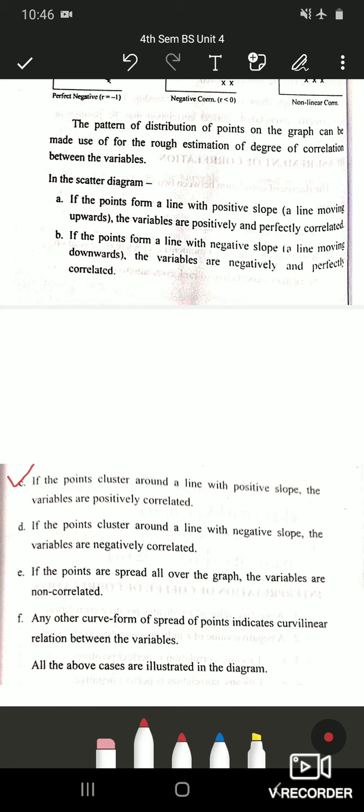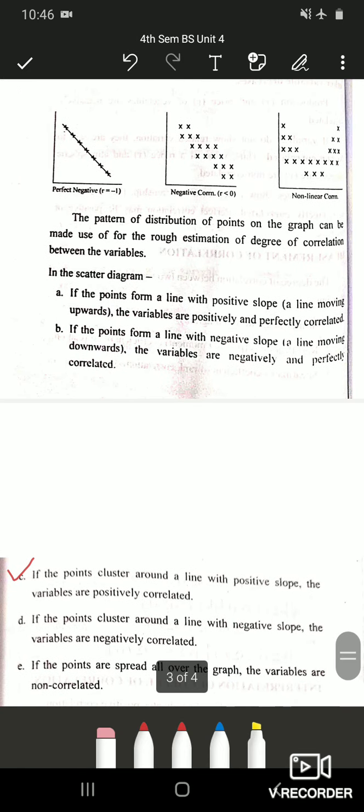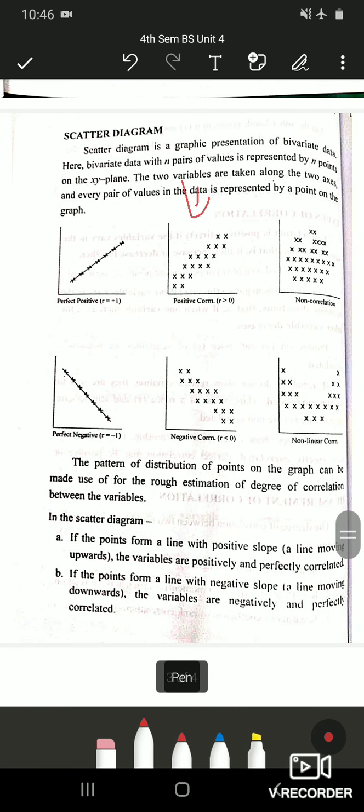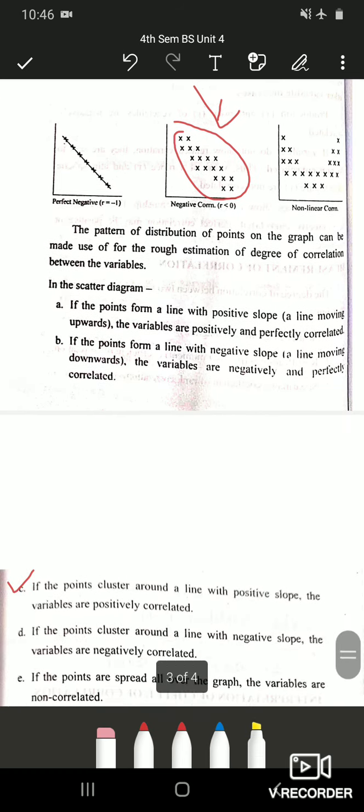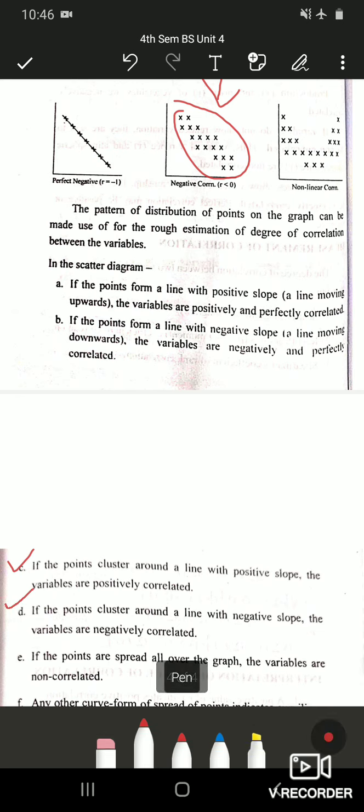Next we will see positively correlated. If the points cluster around a line with a positive slope, the variables are positively correlated. So this is positive correlation where r is greater than 0. It takes positive values, and the scatter diagram looks like this, that is a cluster of points which move upwards. Now you can easily interpret what negative correlation will be. It is a cluster of points which move downwards. So if the points cluster around a line with a negative slope, the variables are negatively correlated.